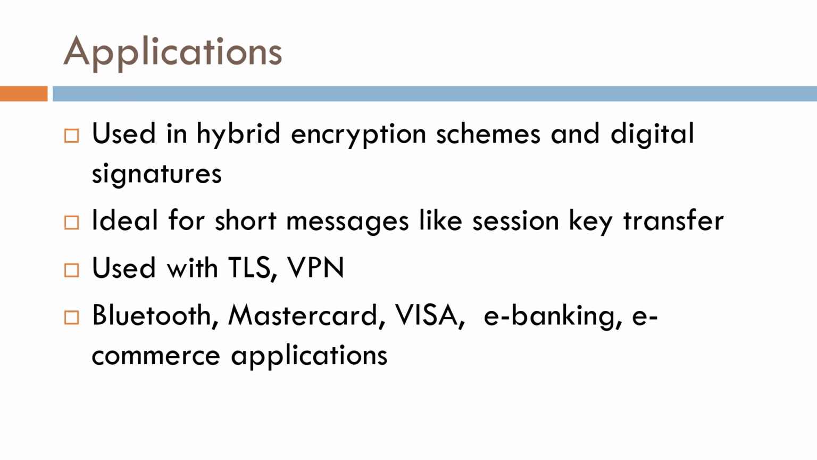Then the real-time applications of the RSA algorithm are that it is used in hybrid encryption schemes and digital signatures. So mostly this algorithm will be used in combination with other cryptographic algorithms. It is best for short message transfer, like session key transfer. It is used in TLS and VPN. So to make a secure connection, the RSA algorithm will be used to transmit the key values.